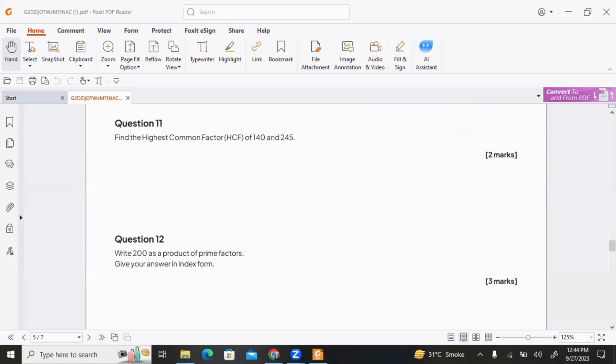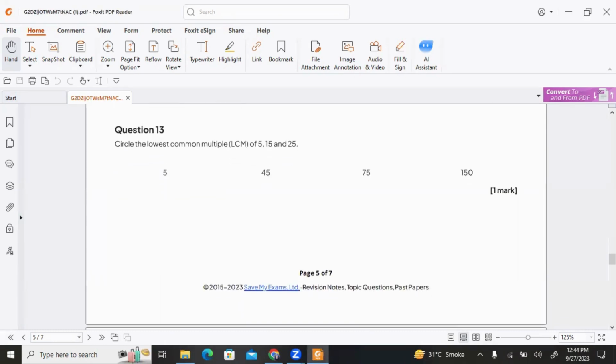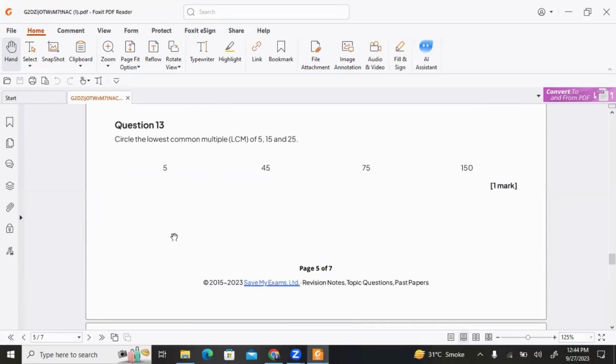Then, okay, lowest common multiple. So we have to circle the lowest common multiple of 5, 15, and 25. So we know that 5 is only the multiple for 5, so that is out of the option. 45 is only a multiple of 5. 5 times 9 is 45. And for 15, it's 15 times 3. So not for 25. So once again, that's also out of option.